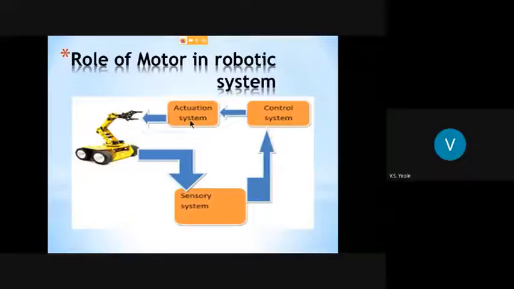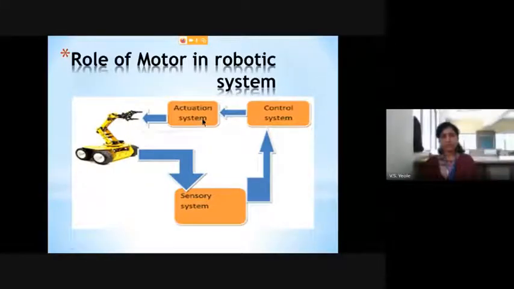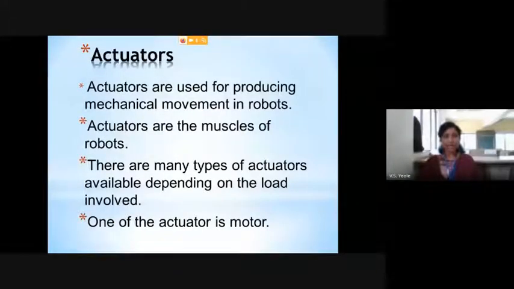Again we can compare with our body. Whenever the brain gives a signal, the muscles give the movement. This is called the actuation system. Now actuators, why are they used? Actuators are used for producing mechanical movement in robots. You can say that these are the muscles of robots. There are many types of actuators available depending upon the load involved. So one of the actuators is the motor.